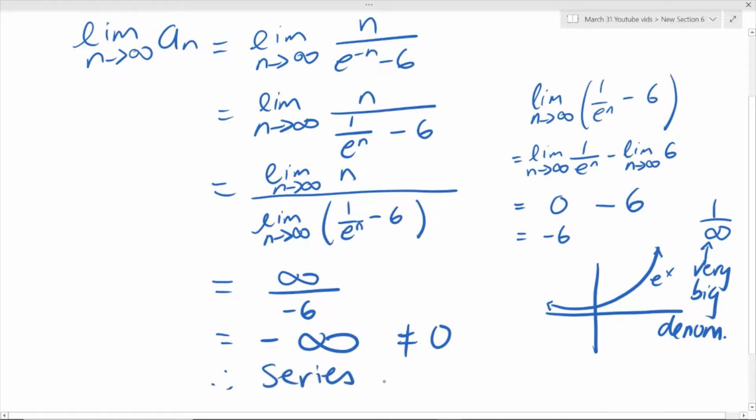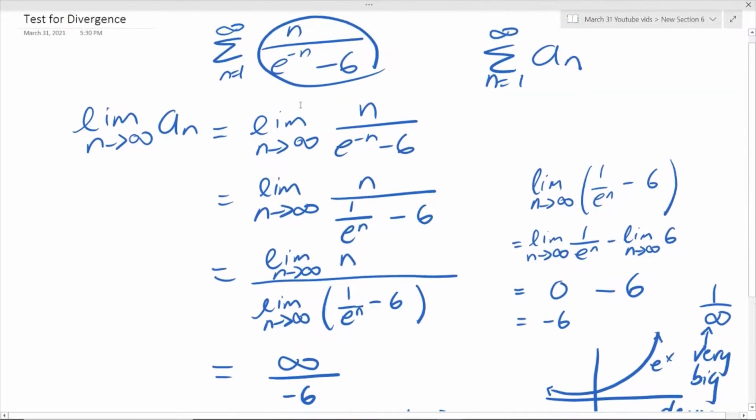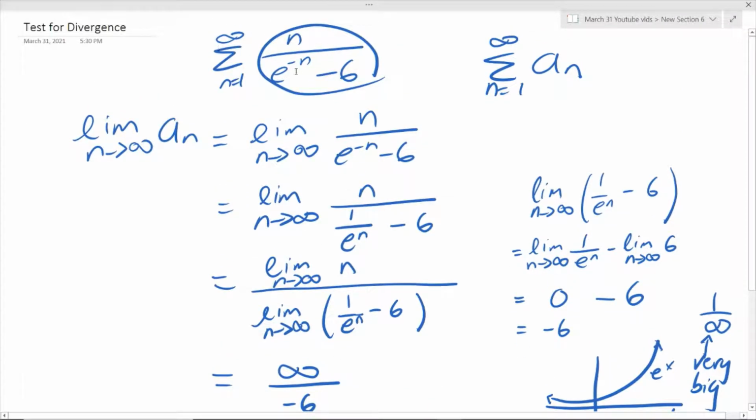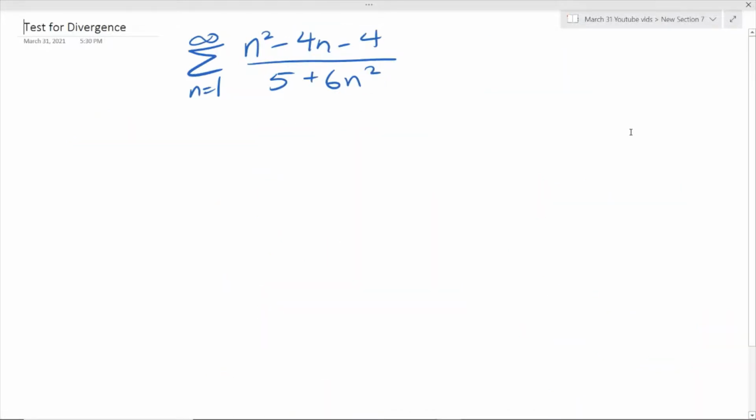Series is divergent. And the original series was this, so we can say this series is divergent. Alright, so say we have another series right here, and now we have to see if it diverges. We're going to test for divergence, so we're just going to find the limit of it. So a_n is this expression right here, so we're just going to copy that.